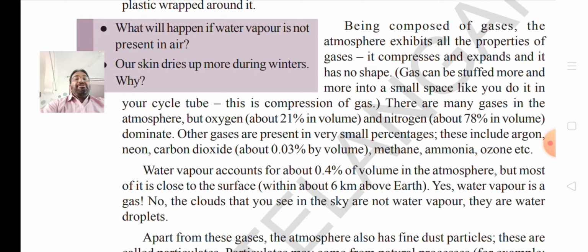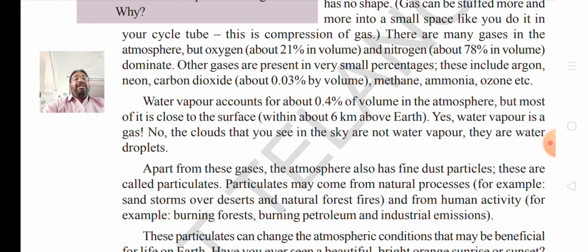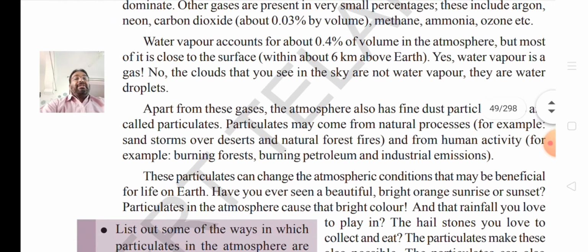There are many gases in the atmosphere, but as we know, there is 21% of oxygen, 78% of nitrogen, and very small amounts of argon, neon, carbon dioxide, methane, ammonia, and ozone, etc. Ozone means oxygen only, O3, as you are studying in chemistry. About 0.4% of water vapor is also present in the atmosphere, within 6 kilometers above the earth. Water vapor is also a gas.